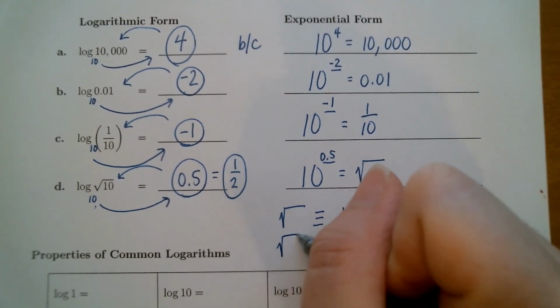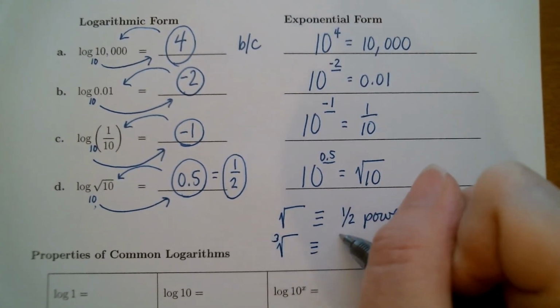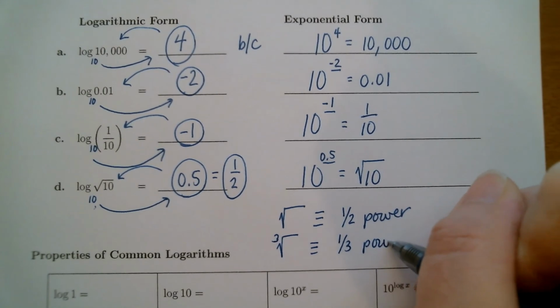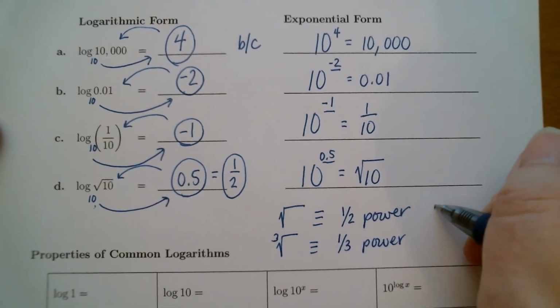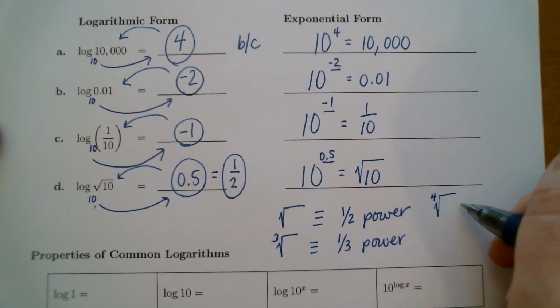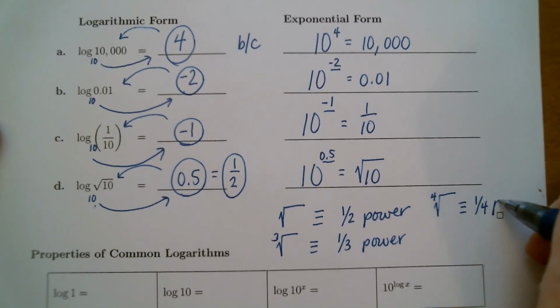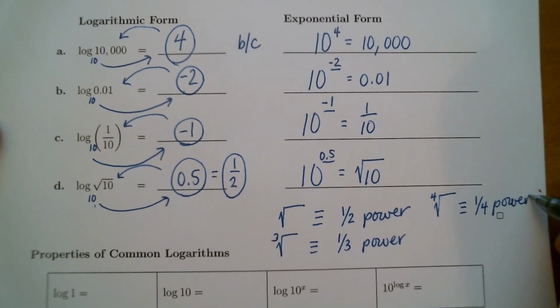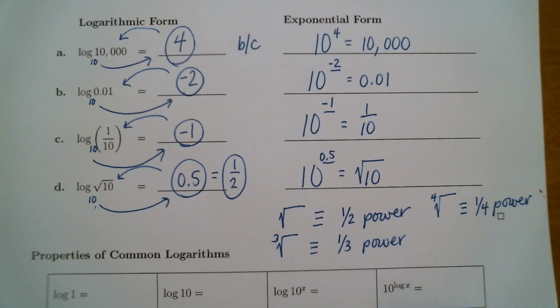If you're taking the cubed root of something, it's equivalent to the 1/3 power. If you're taking the 4th root of something, it is equivalent to the 1/4 power, and so on. 5th root would be the 1/5 power, and so on.